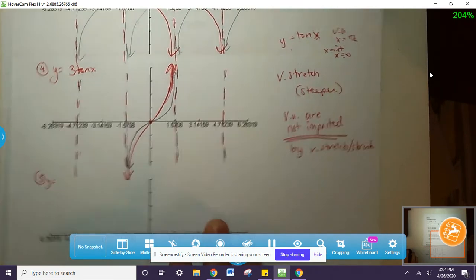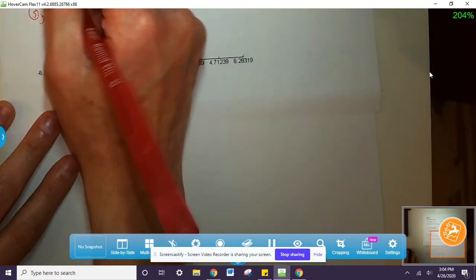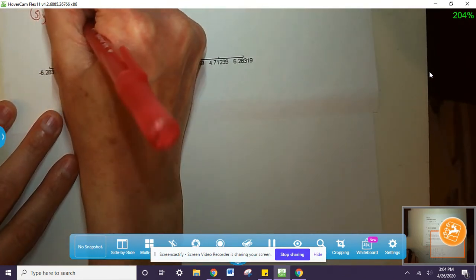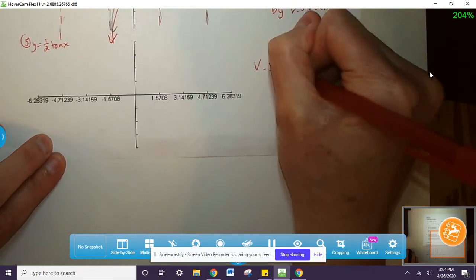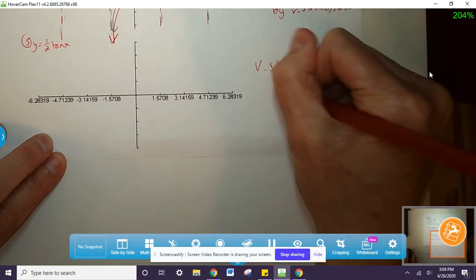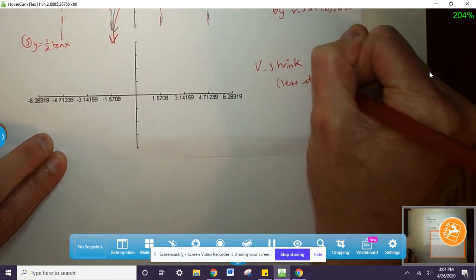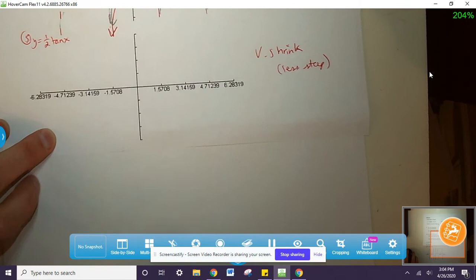Let's continue. Next, we want to do a vertical shrink. So we're going to graph 1/2 tan x, and that's going to be a vertical shrink. You can write by 1/2 if you want. If you want to write down that it's less steep, feel free. And I'll pause the video, and you can fill that in. Continue when you're ready.